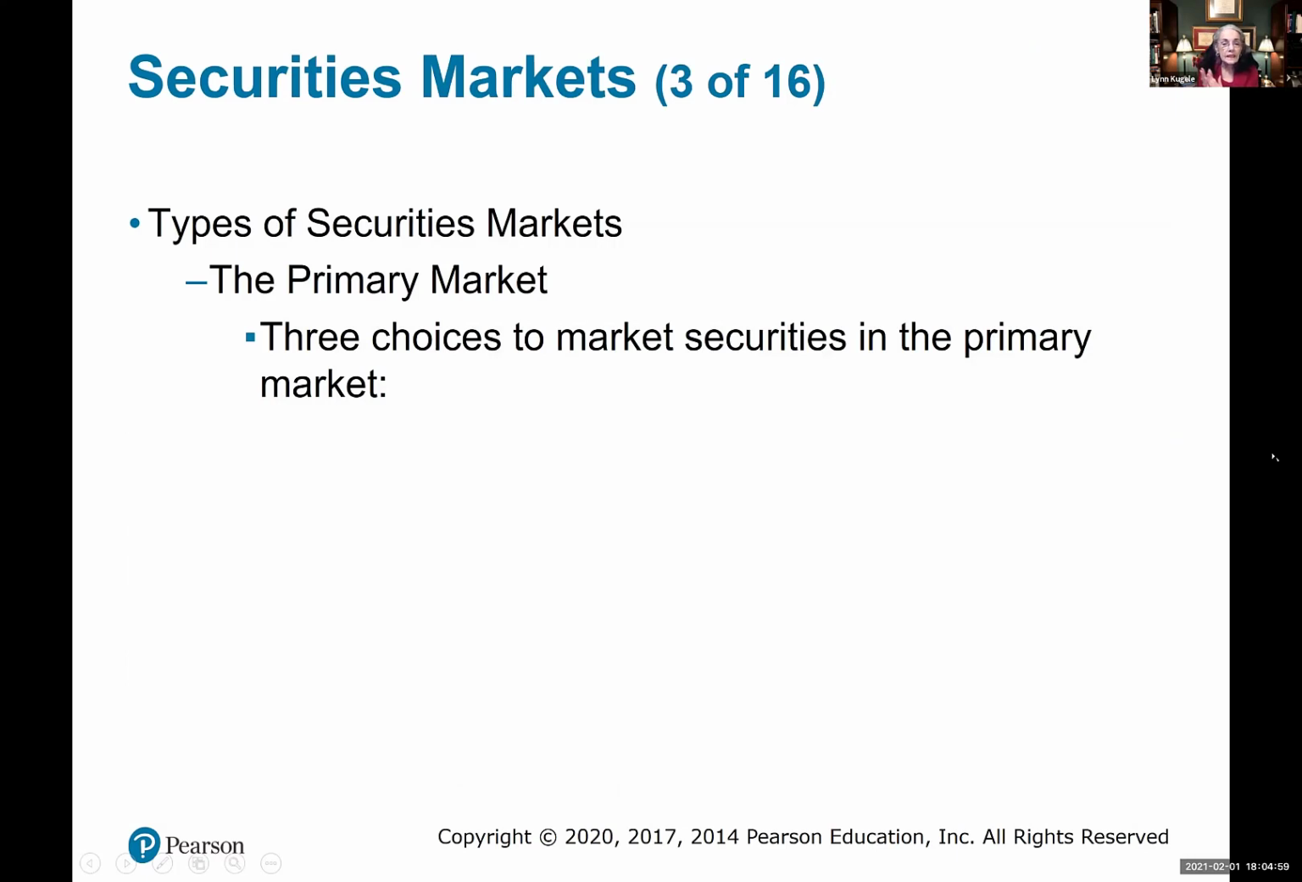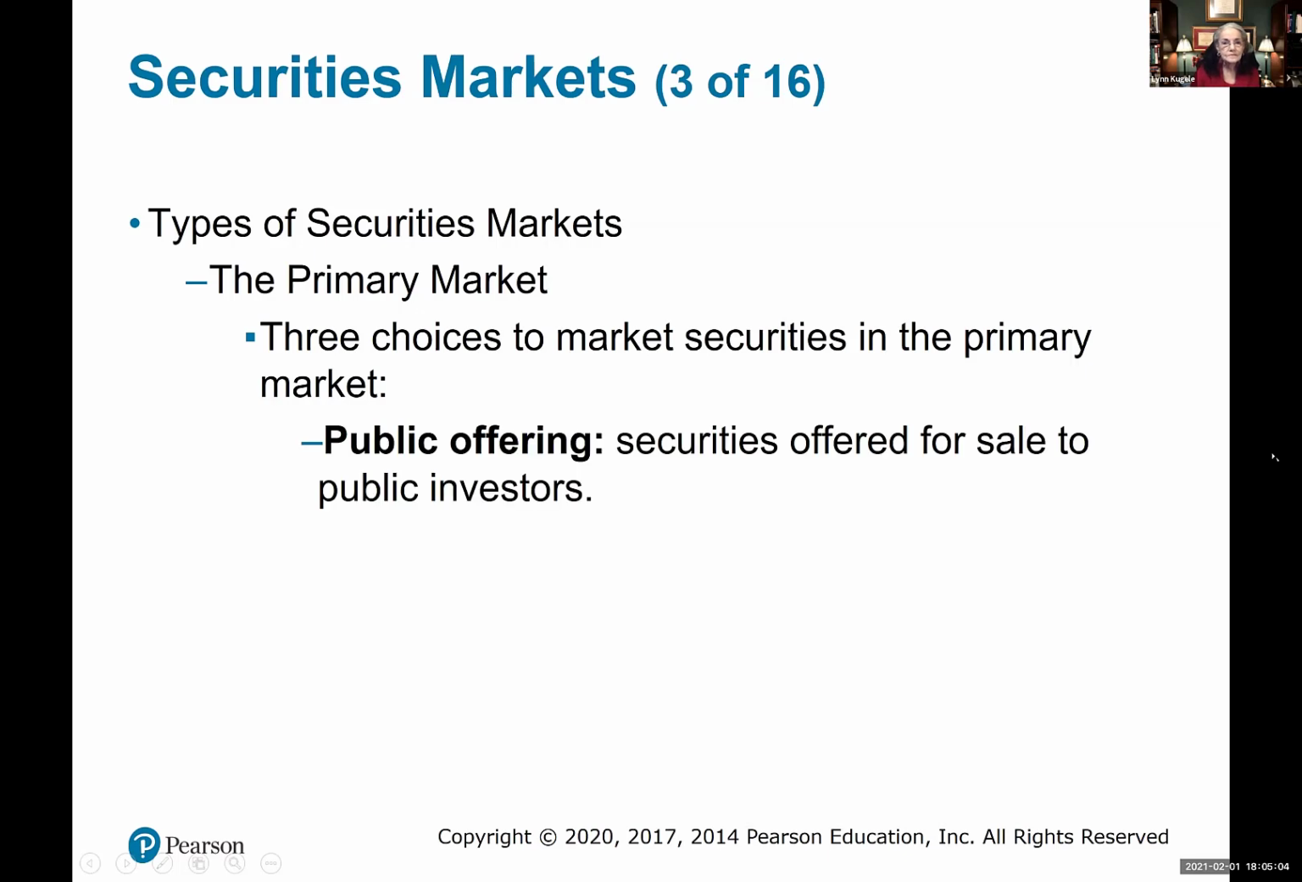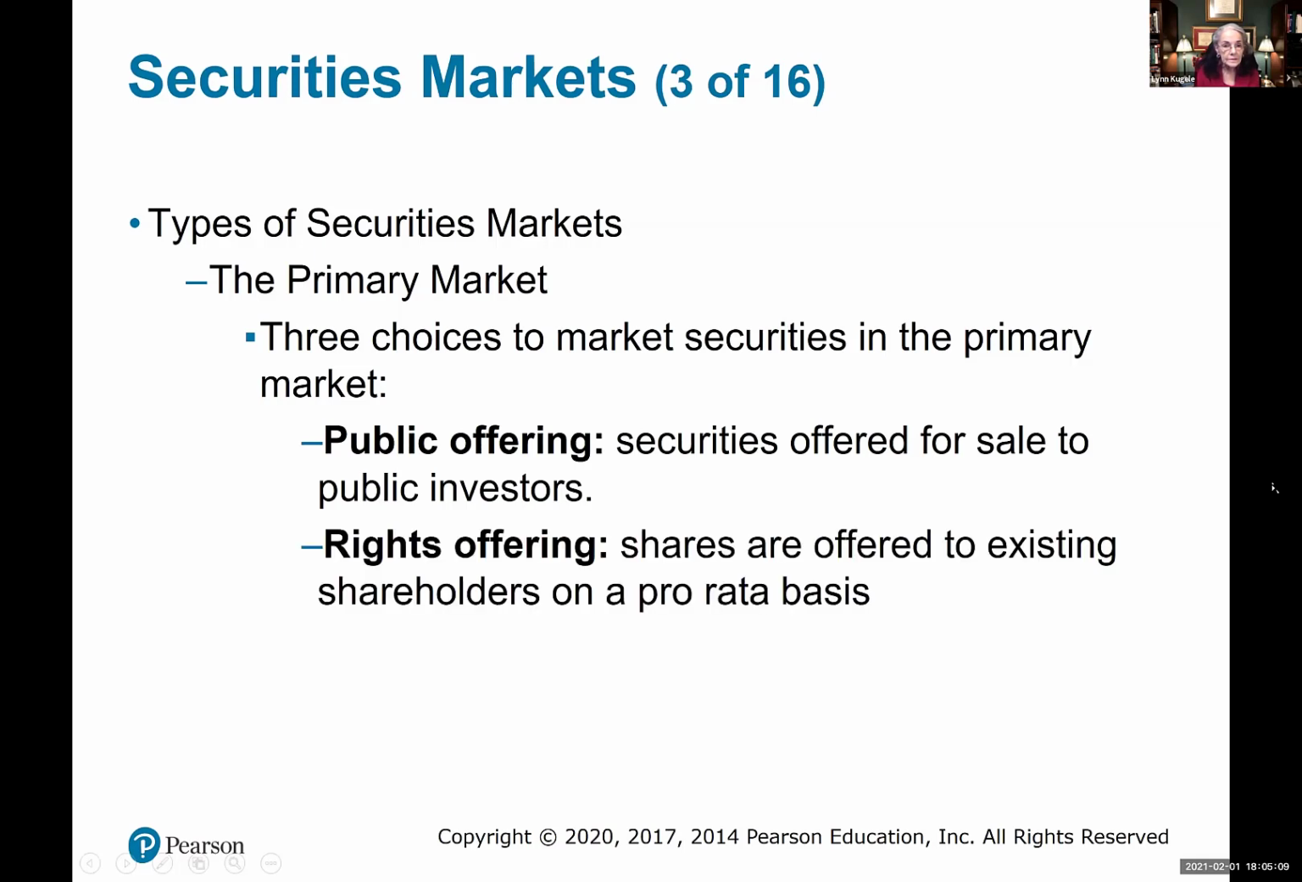Now, looking at the primary market, you've got three choices here. Public offering. That's when obviously securities are offered for sale to the public. A rights offering is when shares are offered to existing shareholders on a pro rata basis. So if you own, say a company wants to raise funds, but they don't want to do a public offering, they can offer shares to shareholders. And if you own 1% of the shares of the company, you can buy 1% of the rights offering. In other words, you can maintain your percentage of ownership.